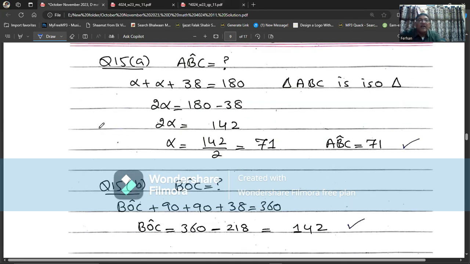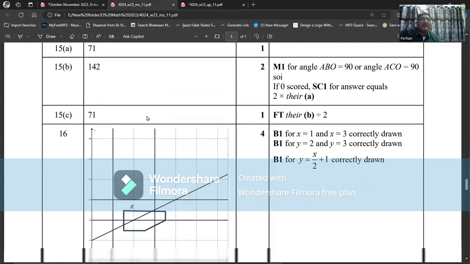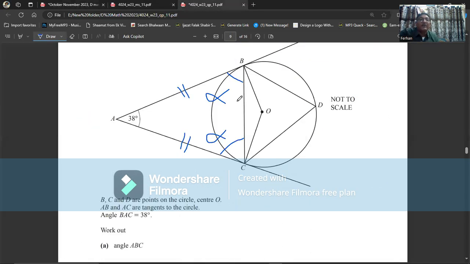So here we go. Angle ABC is the question. So alpha plus 38 is equal to 180 degrees, because triangle ABC is an isosceles triangle, because both the tangents are of equal length, because they are coming from the same external point to the same circle. So 2 alpha is equal to 180 minus 38. 2 alpha will be equal to 142. Alpha will be equal to 142 divided by 2, and that will be 71. So the angle ABC is 71. So our answer is right.